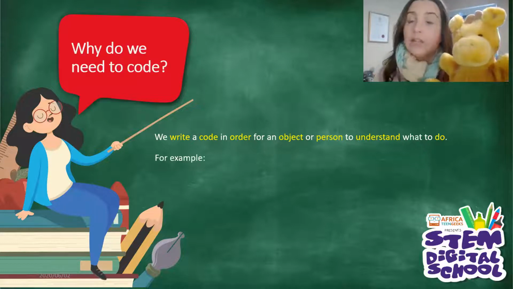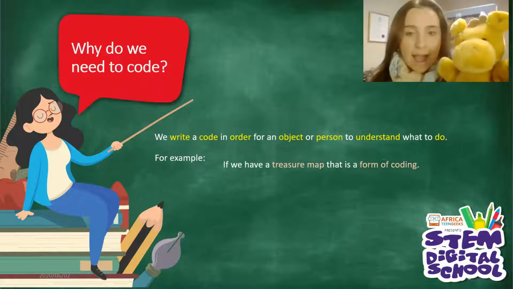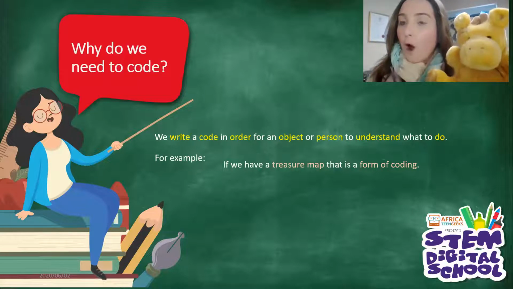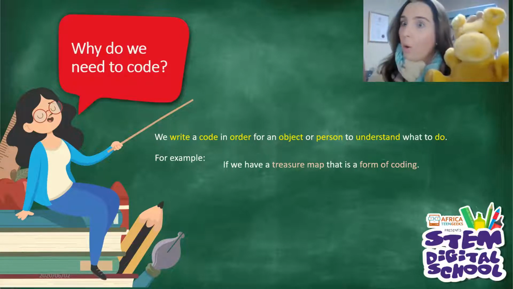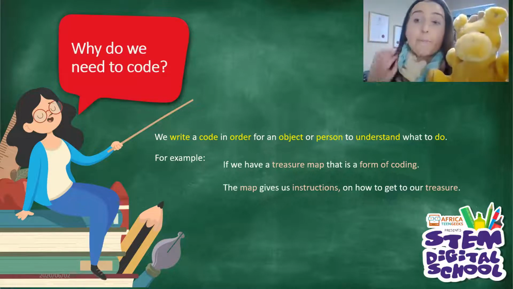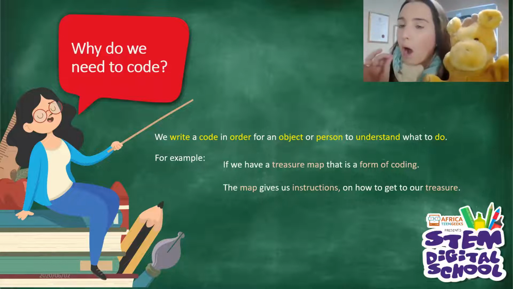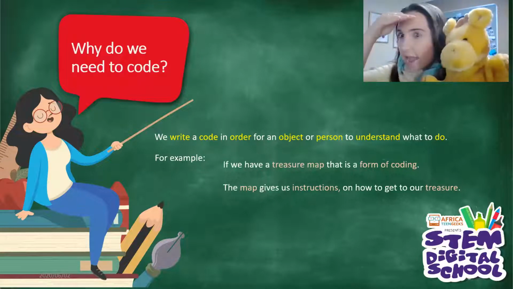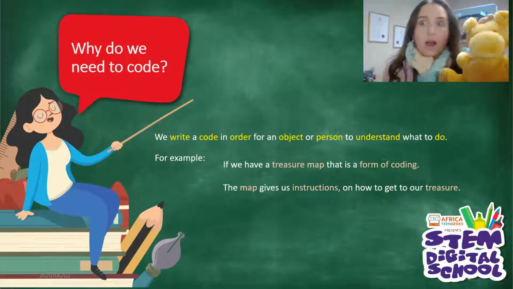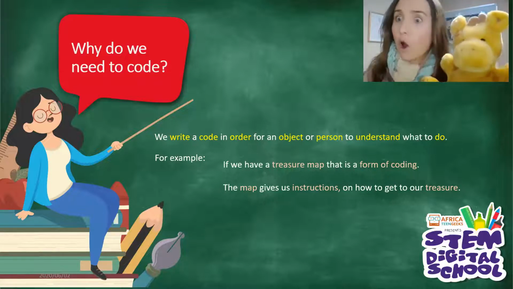Pretty cool. So, for example, if we have a treasure map, that is a form of coding. Why? Okay, because the map gives us instructions. It tells us what to do or where to look so that we know how to get our treasure. Who would have thought that that is a form of coding?